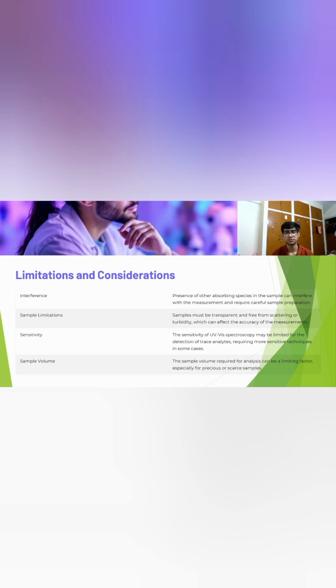So, in conclusion, UV visible spectroscopy is a powerful analytical tool that opens doors to understanding molecular structures, concentration measurements, and much more. I hope this presentation has given you a deeper appreciation for its applications.